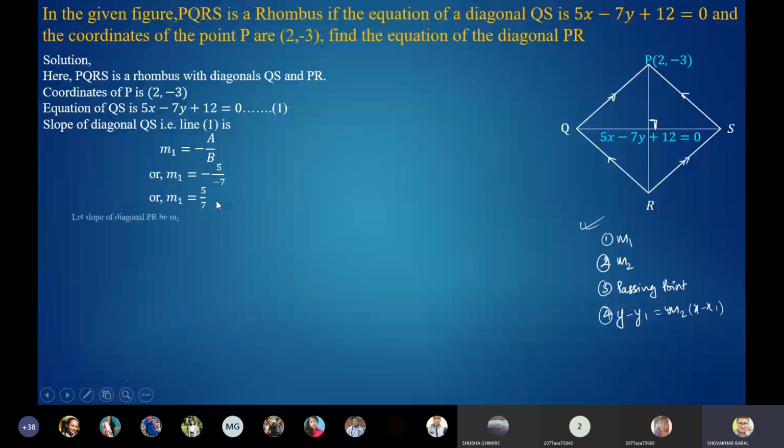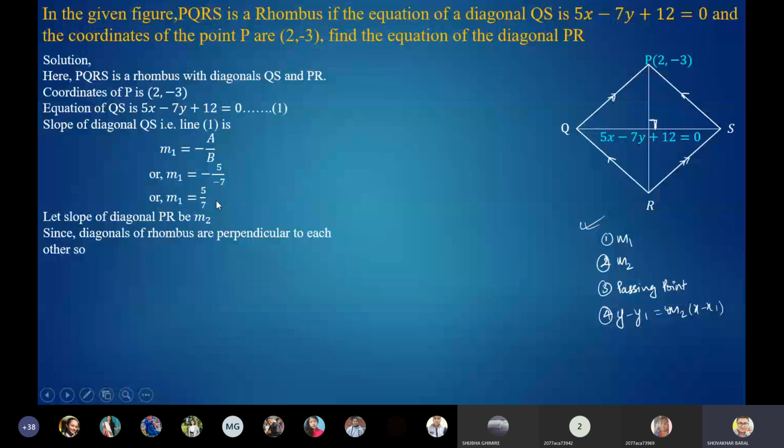Since diagonals of a rhombus are perpendicular to each other, as we discussed the concept of rhombus and its diagonals in earlier slides also, m1 times m2 equals minus 1. m1 is 5 by 7, times m2 equals minus 1. So m2 equals minus 7 by 5. When you do the reciprocal and shift to the other side, it will be something like this: 7 by 5, minus 7 by 5.